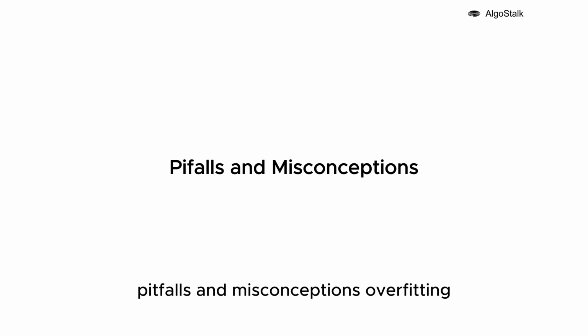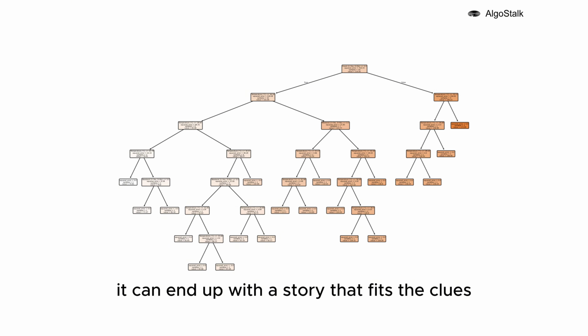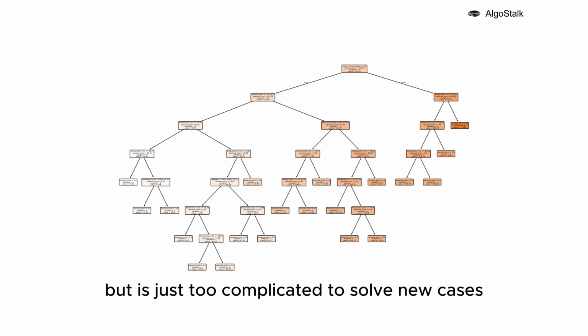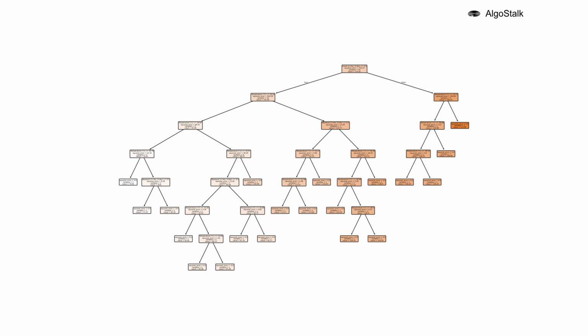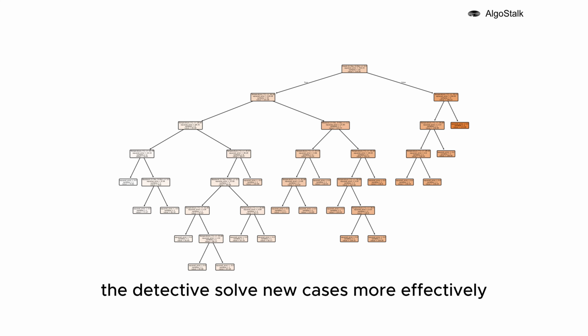Pitfalls and misconceptions. Overfitting. If the detective interrogates every suspect too deeply, it can end up with a story that fits the clues perfectly but is just too complicated to solve new cases. This is called overfitting. Misconception: bigger trees are better. A deeper tree isn't always better. Sometimes, a simpler story helps the detective solve new cases more effectively.